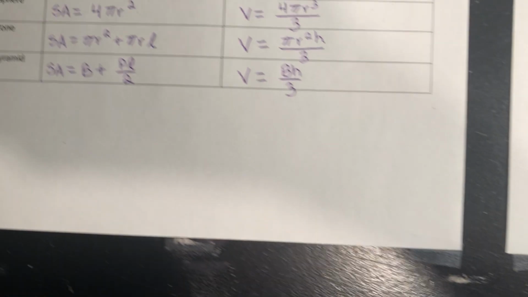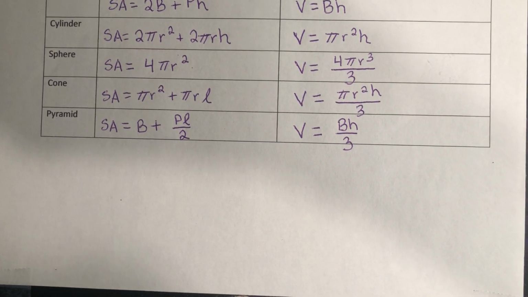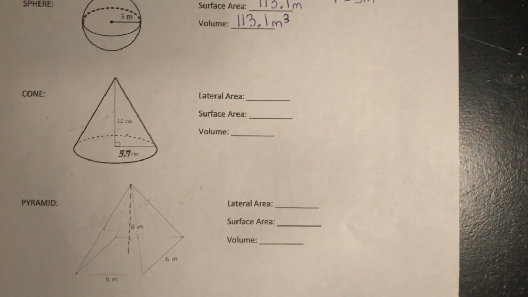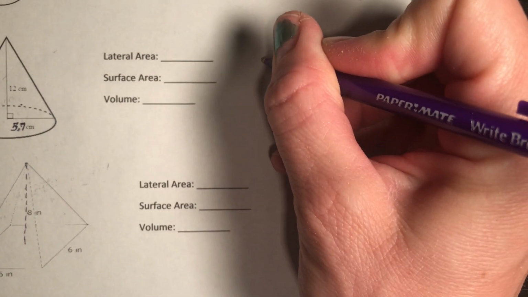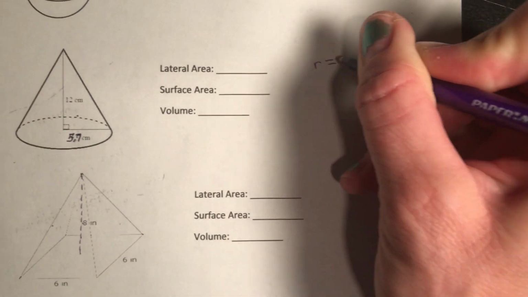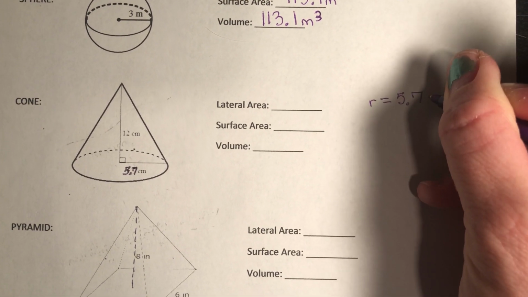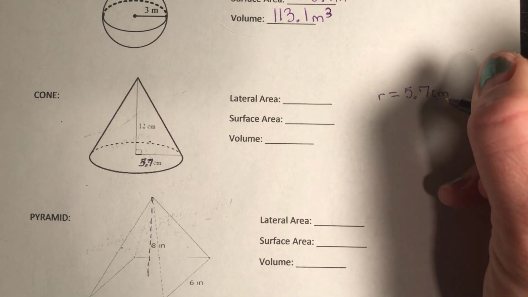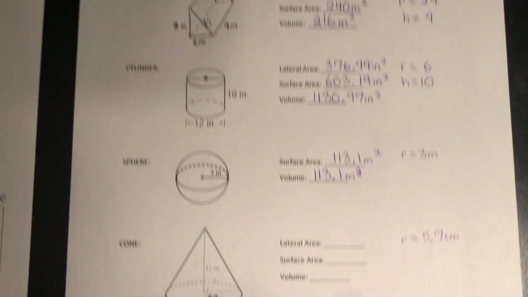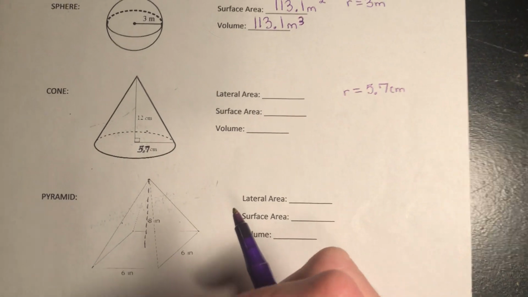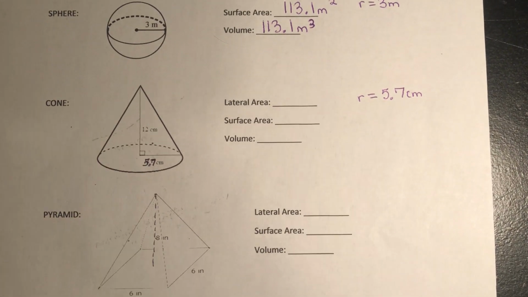So our cone formulas, again, we're going to be using R for radius, L for slant height, and H for height. So let's identify what we need here. Well, our radius is 5.7 centimeters. So you'll notice I kind of had to write that in. My printer's not as good here. I had to draw that one in. Not as good here as it is at school. So our radius is 5.7.